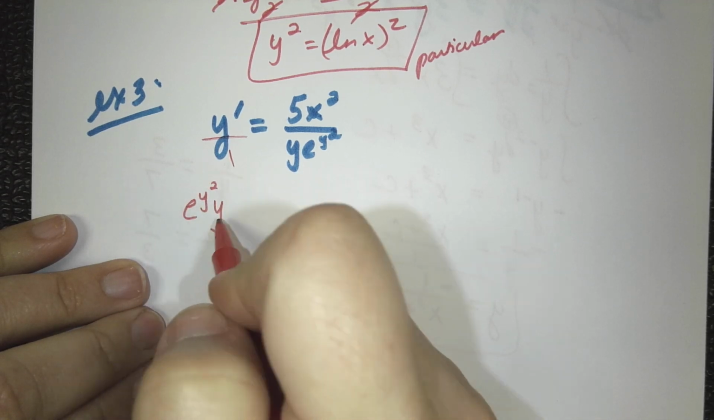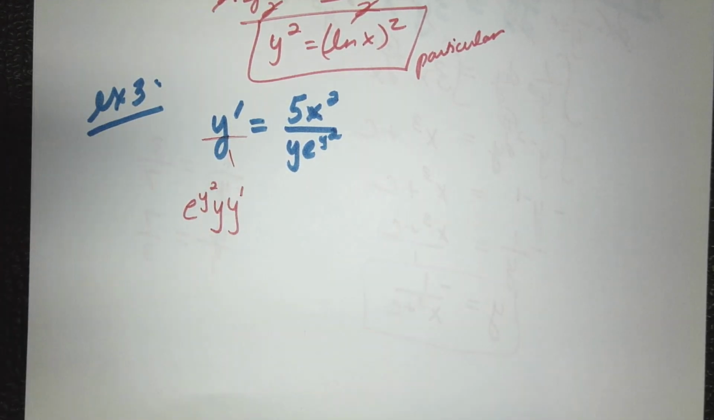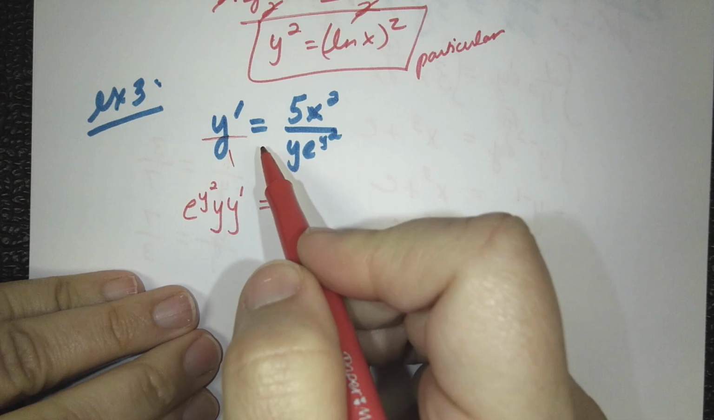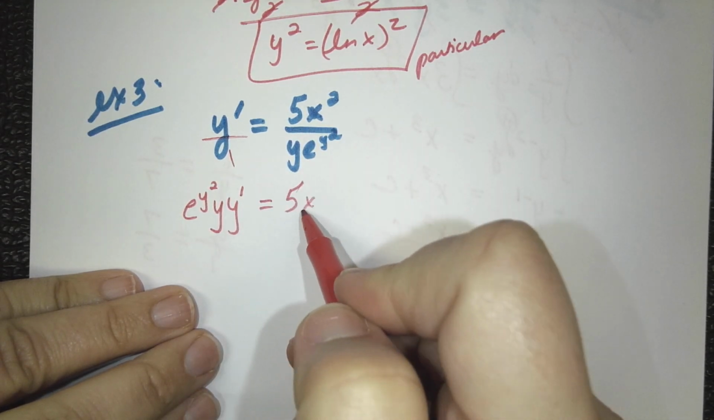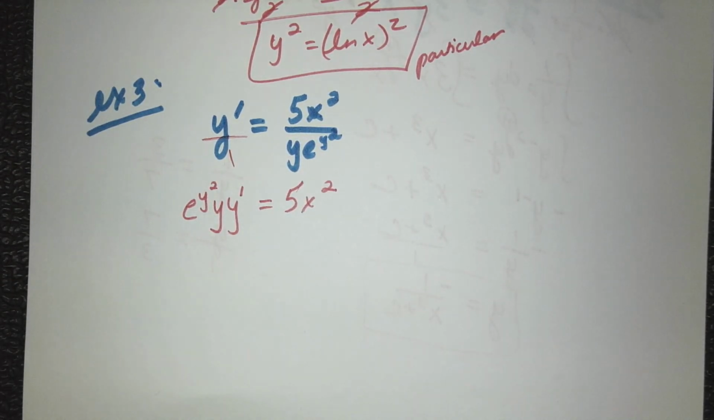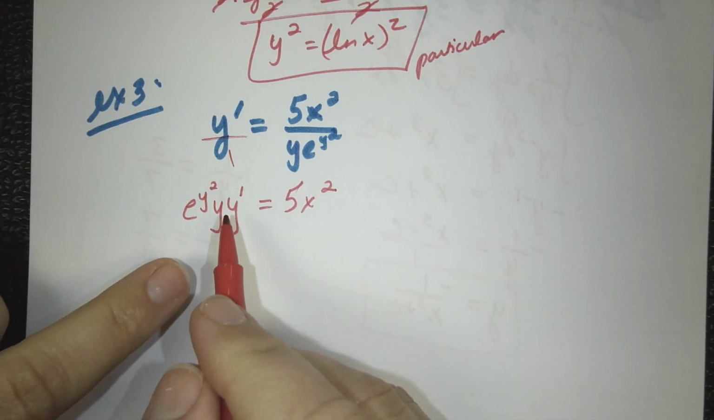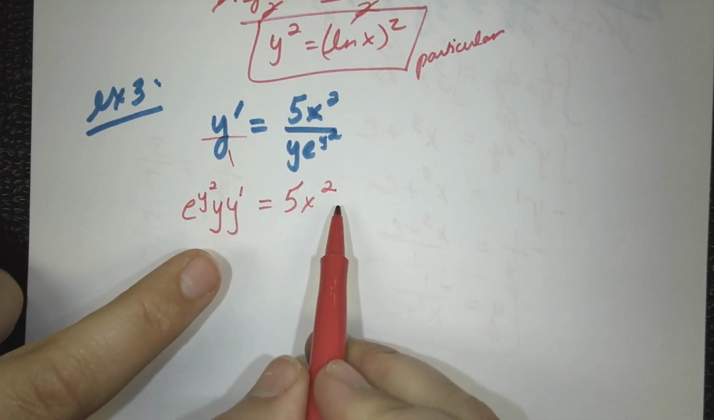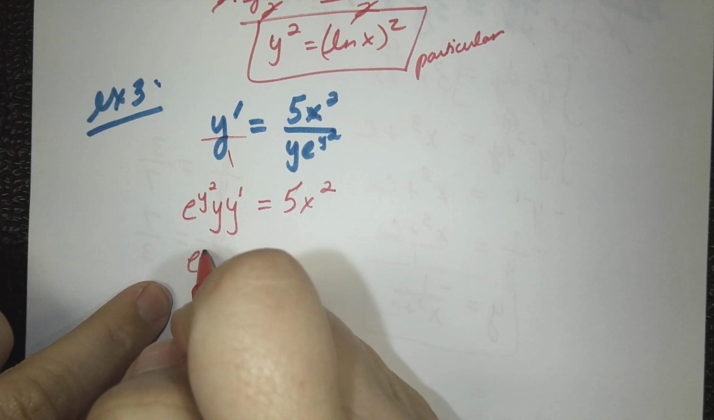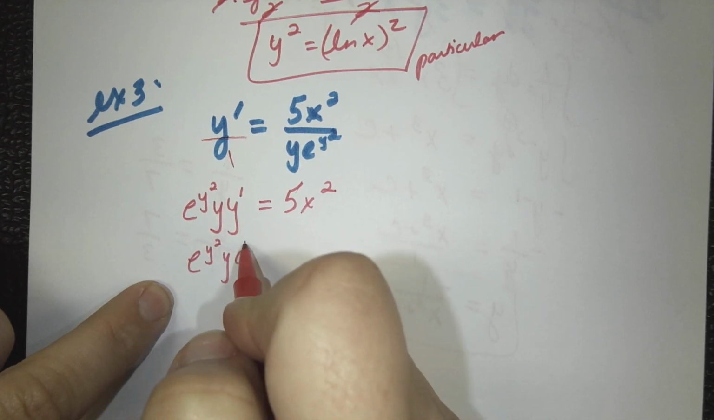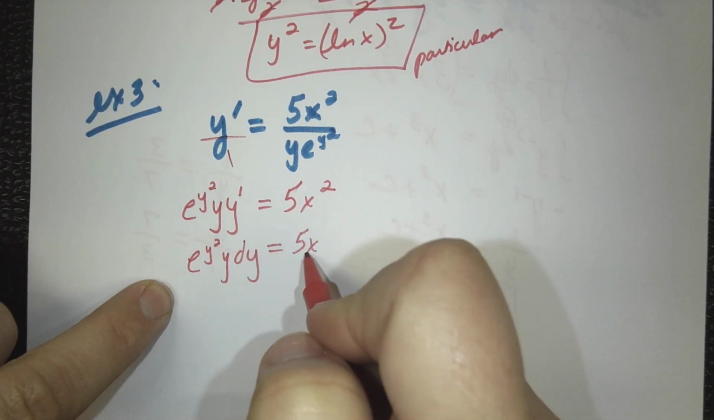e^(y²) y, I'm going to switch those around, y prime. I don't know why I write it like that, but that's just what I do. And then 5x² times 1 is 5x². And then again, what is y prime really? Okay, so we're going to keep the dy on this side and put the dx on that side. So I'm going to now rewrite this as e^(y²) y dy = 5x² dx.